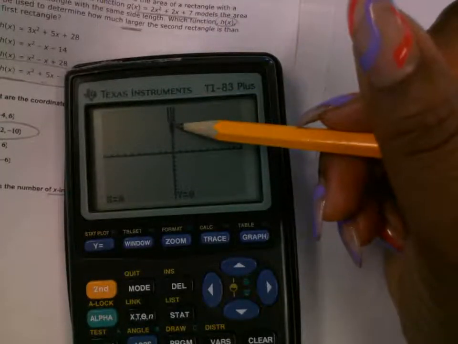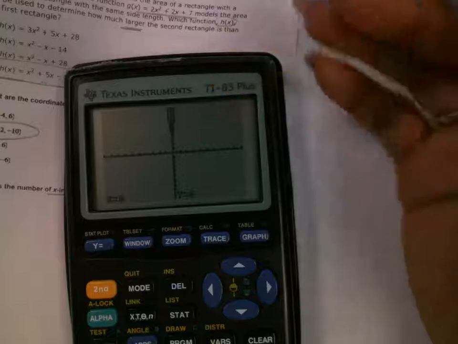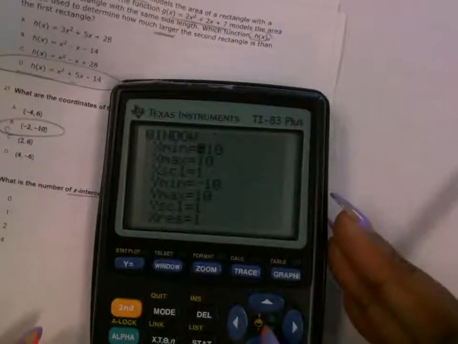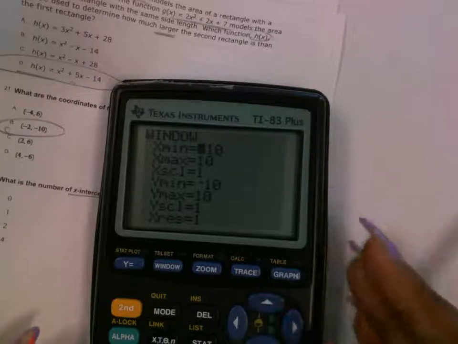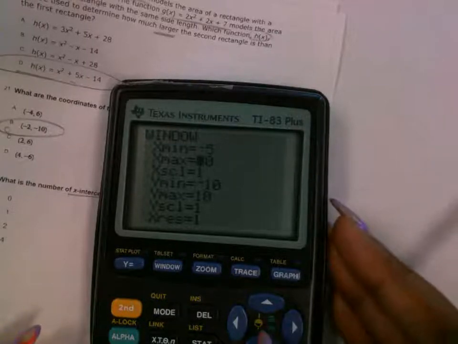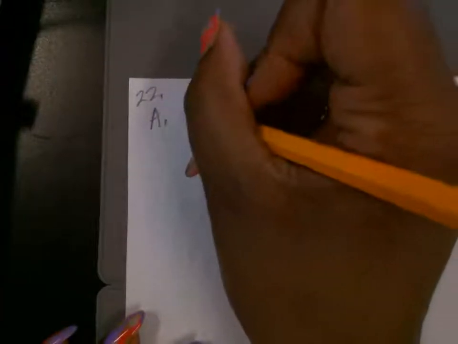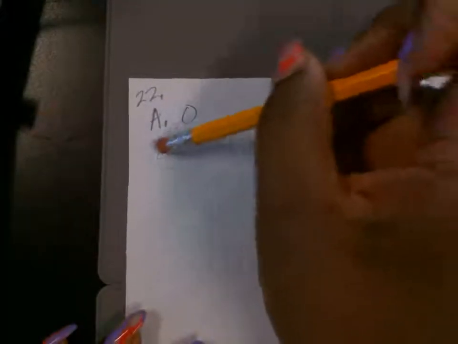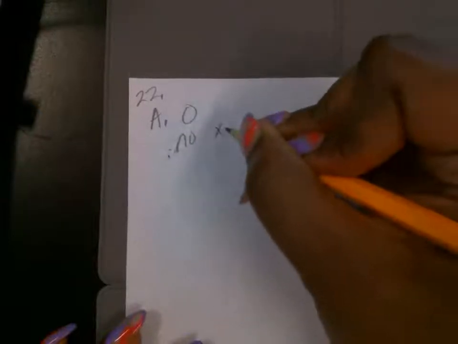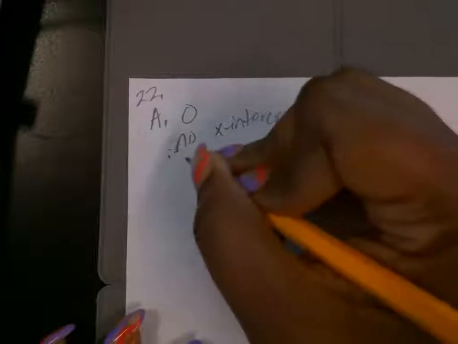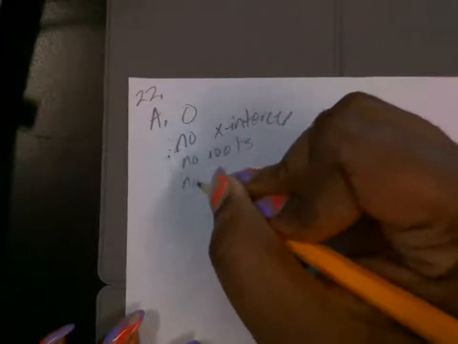And I could change the window range, and I could go in a little bit more. So instead of doing negative 10, I can go negative 5 to positive 5. That might zoom in just a little bit more. You see it? So now you can see it a little bit better. Okay. All right. So this has 0 lines. It doesn't cross the x-axis at all. So 22 is A, and 0, no x-intercept. Doesn't have any x-intercepts, no roots, and no zeros. Okay.